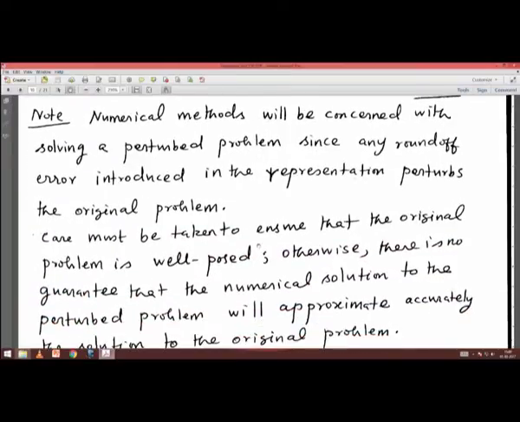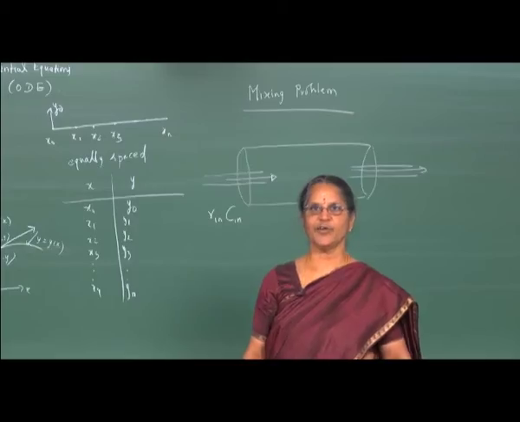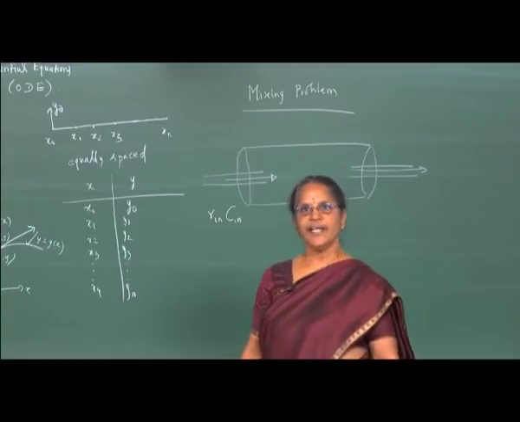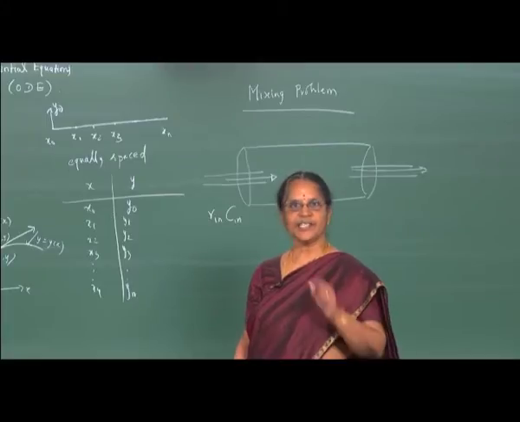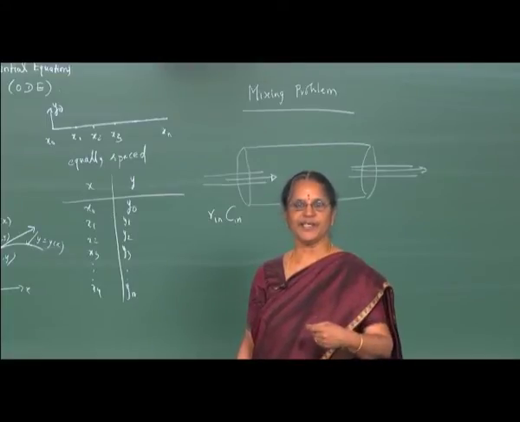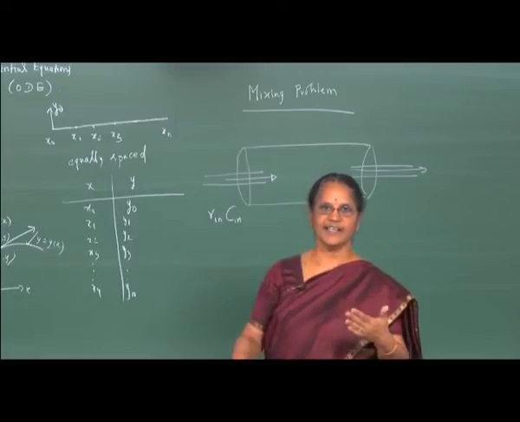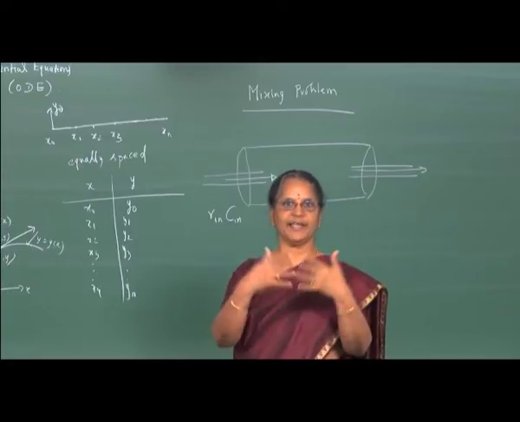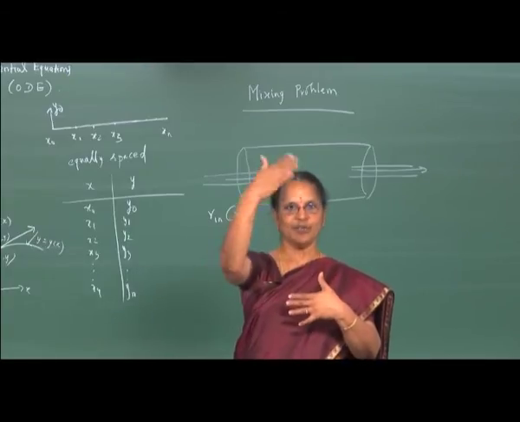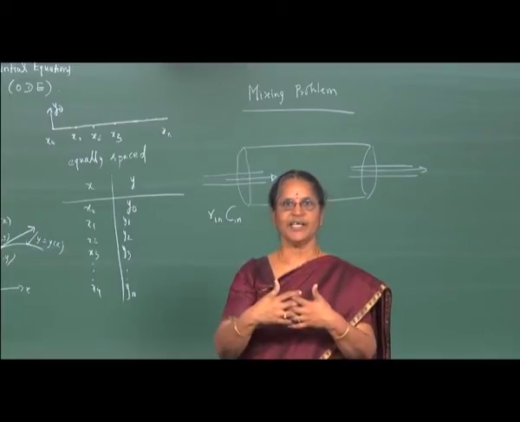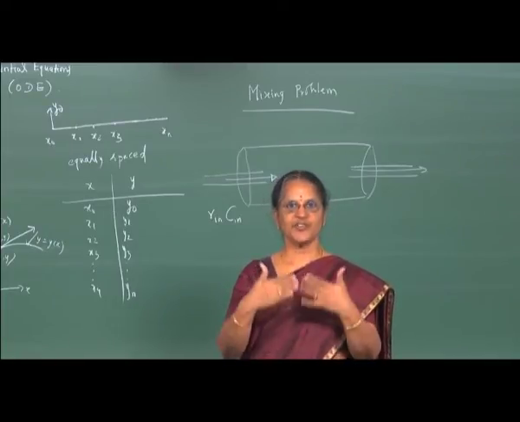So, the resulting problem is a perturbed problem of the original initial value problem. Why should we be worried about the perturbed problem when we are discussing the numerical methods for solution of the original initial value problem? The reason is the following: any round off error that is introduced in the representation perturbs the original problem, and therefore, as I remarked earlier, at any step where we apply the numerical method that we are going to develop, we are not solving the original problem, but we are solving a perturbed problem which results due to round off errors.